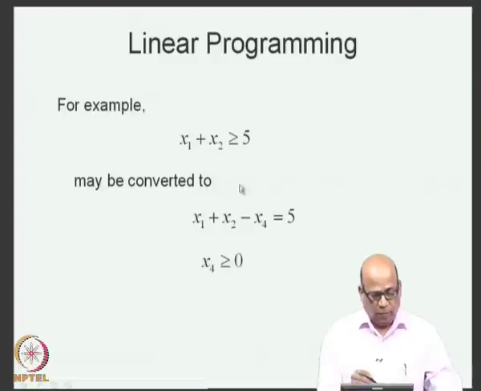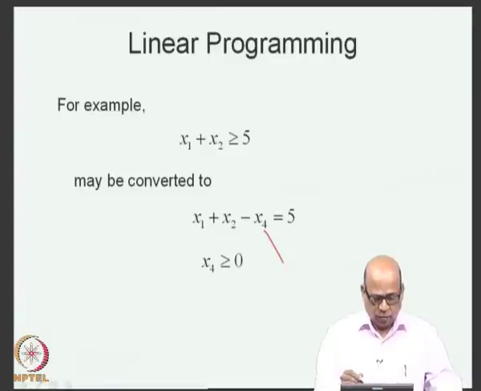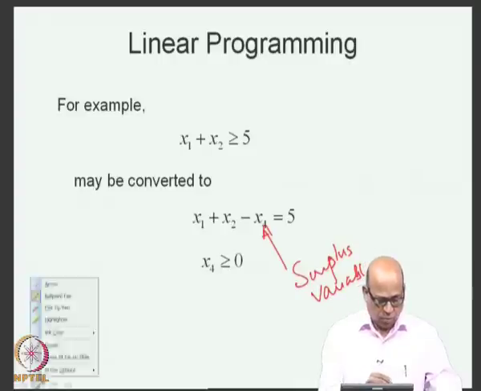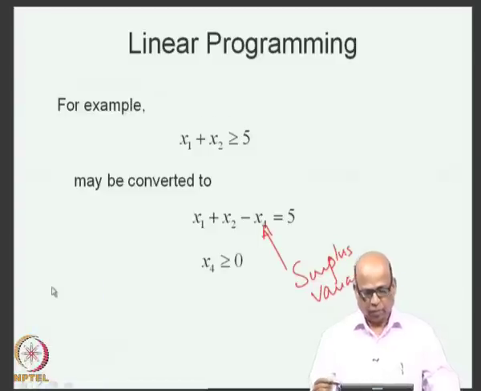Okay. So, if you have let us say x 1 plus x 2 greater than or equal to 5 as your original constraint, you will put x 1 plus x 2 minus x 4 is equal to 5, and this x 4 is in fact the surplus variable. And the surplus variable is also non-negative, x 4 greater than or equal to 0.